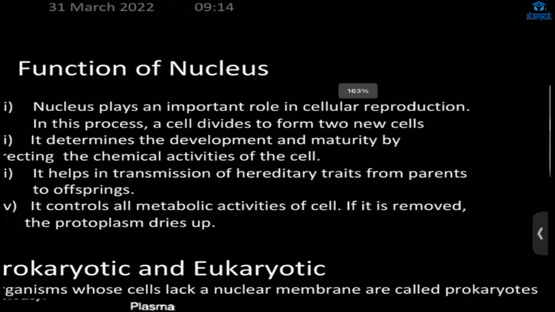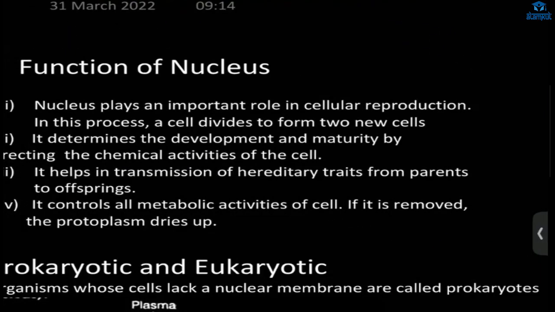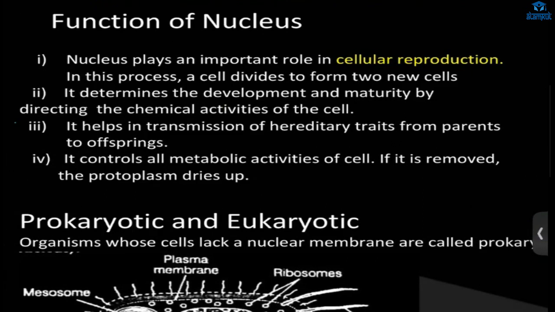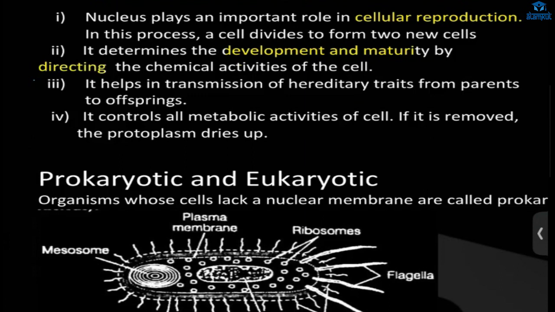Now let's see the content of the nucleus. Its important role is in cellular reproduction. It forms new cells. It determines the development or maturity of the cell by directing its chemical activities. How does it do this? Because it has DNA, and inside that DNA, the functional part is the chromosomes, the genes.